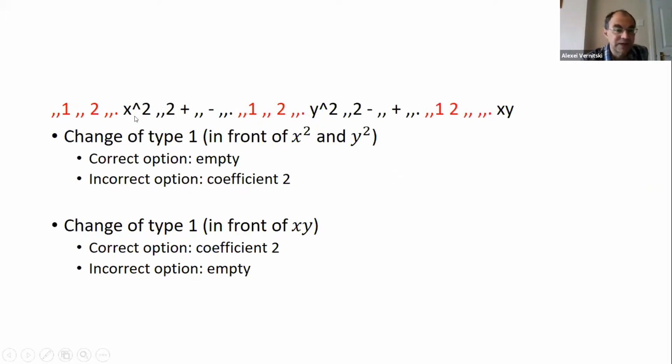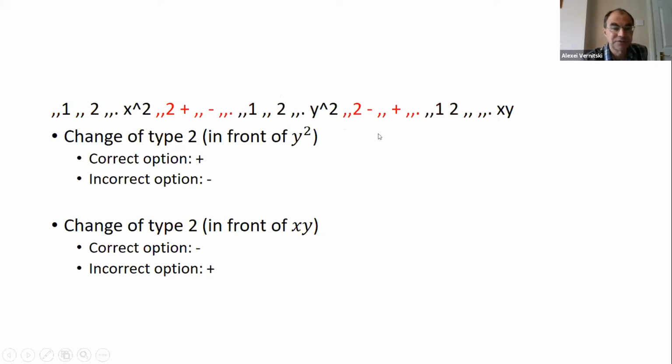So in front of x squared, we should not have any coefficient, or an incorrect option is to have a coefficient 2. Likewise, in front of y squared, the correct option is not to have a coefficient, or a distractor is to have, again, a coefficient 2. In front of xy, the correct option is to have coefficient 2, and an incorrect option, a distractor, is not to have a coefficient.